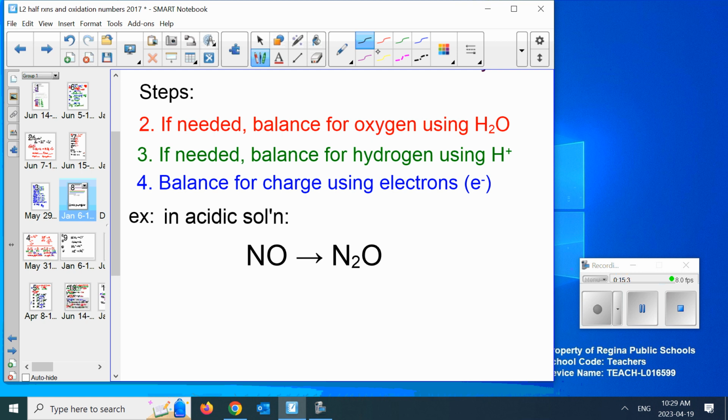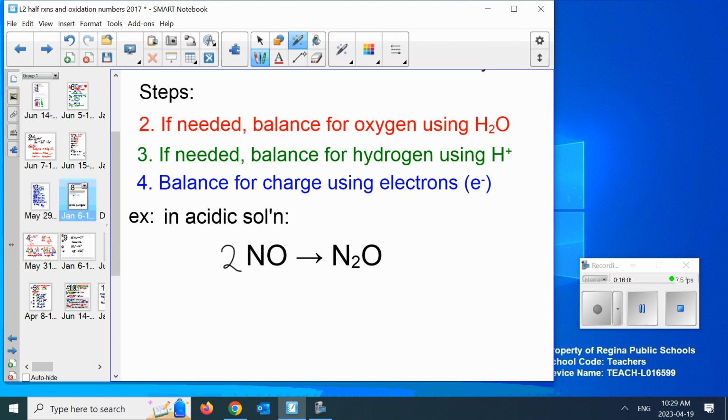So what do we need to do, left or right? Don't worry if it screws up the oxygen. It's not the issue. So, first step. What do we do? Balance for nitrogen. 2. Yeah. Then we move to step 2. If needed, balance for oxygen using water. Well, we can do this because it's assumed an acidic solution means that it's an aqueous water-based solution. So there's plenty of water.